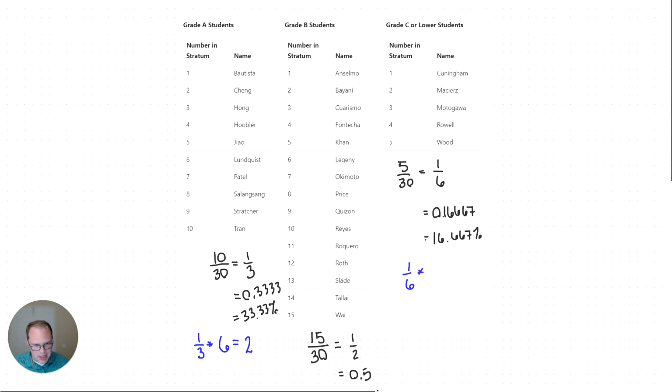I'm going to multiply that by 6. You can see pretty quickly that's going to just be 1. You can use your calculator if you want to, but 1/6 times 6 is 1. So 1 student in our sample will come from this group. Okay, that's the hard part done. Now all we need to do is sample which students are actually going to be in our sample.